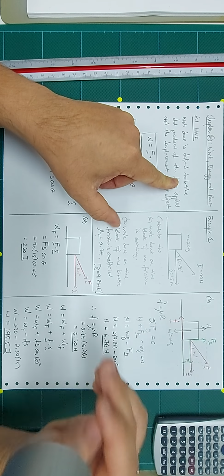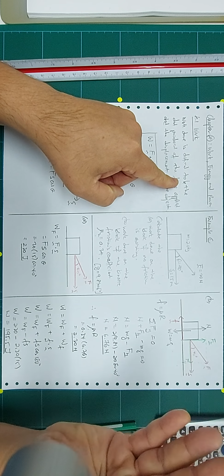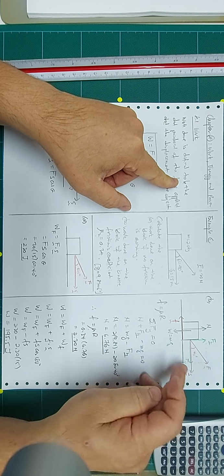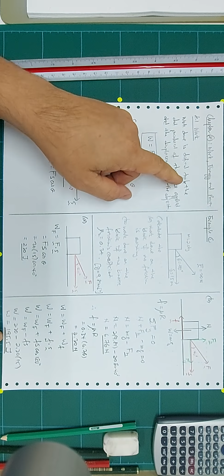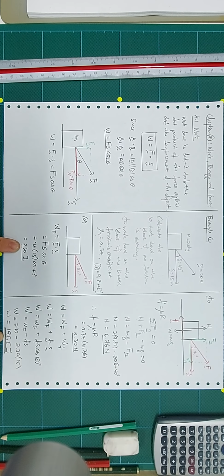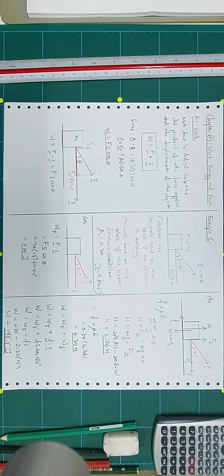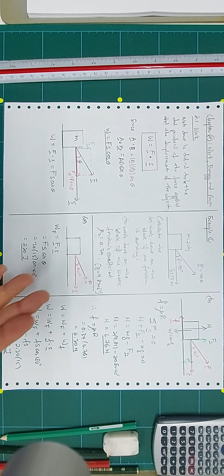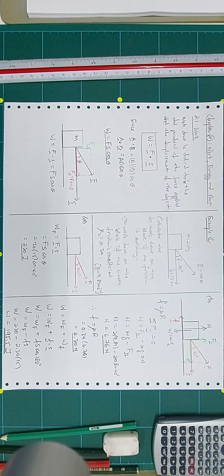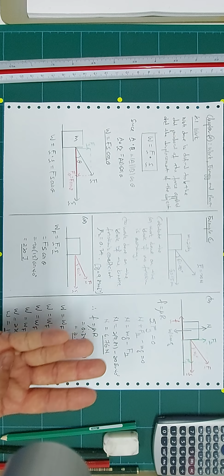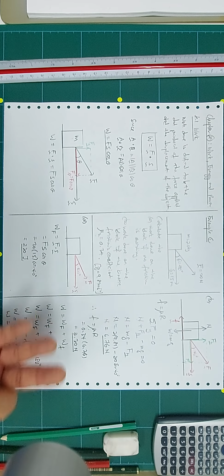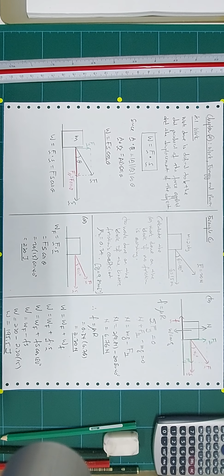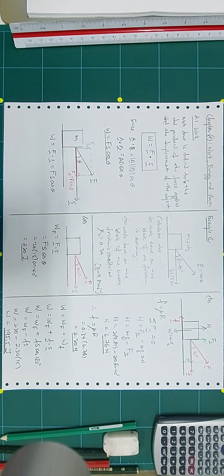So that means the final effect is the object will gain less kinetic energy compared to this. Work done is normally converted to something else, like kinetic energy, potential energy, and some other energy. But in this case, you only look at three types of energy: the kinetic energy, gravitational potential energy, and spring potential energy. Okay, so that is an example on work done.